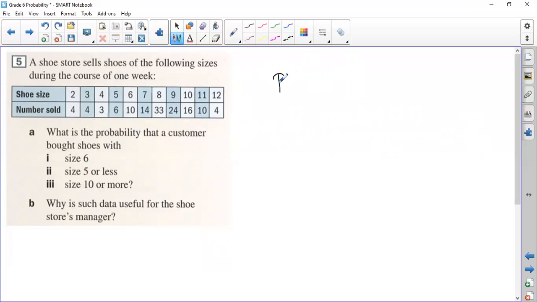Again, to find the probability of size 6, we need to know the number of the shoes that are sold with size 6, which are 10, and the total number of the shoes that are sold, which is not given, so we have to find it. It will be 4 plus 4, 8, plus 3, 11, 17, 27, 31, 41, 44, 74, 78, 98, 104, 114, 124, 128. So the total number of shoes that are sold is 128. So the probability will be 10 over 128.